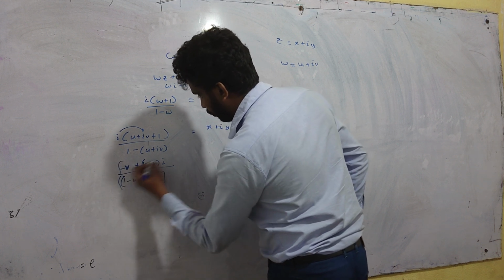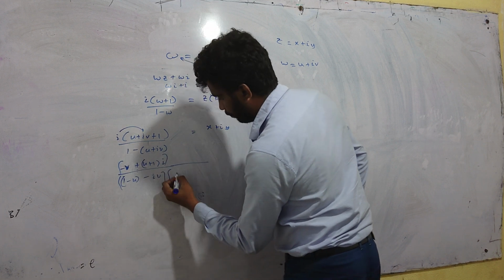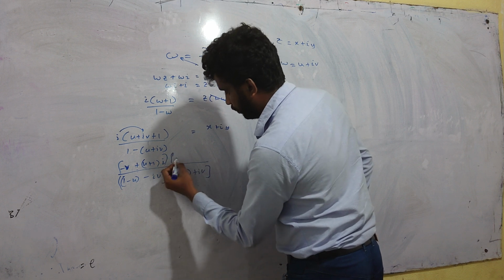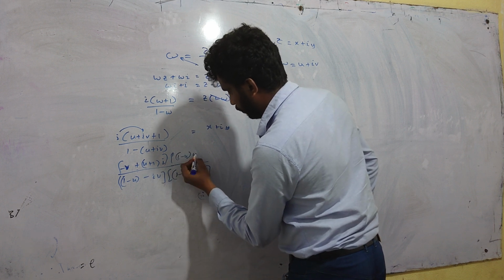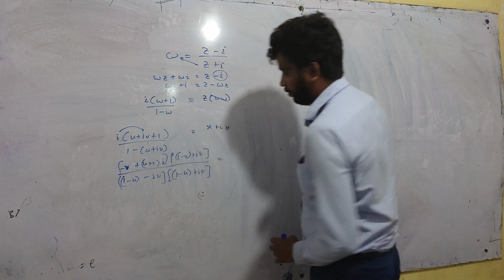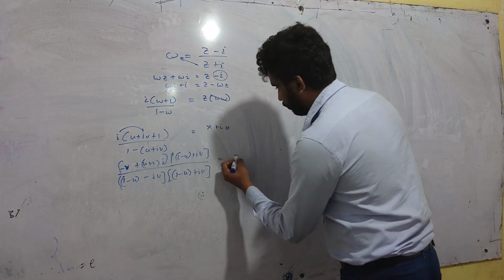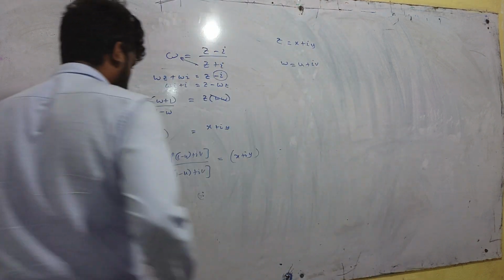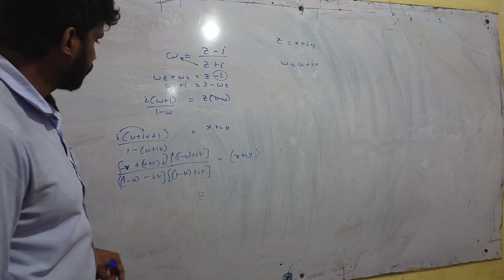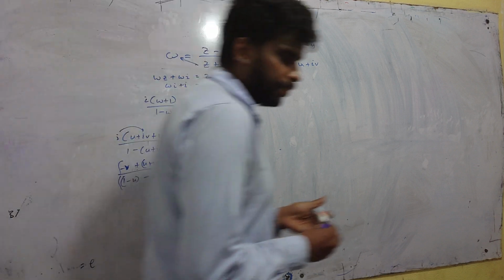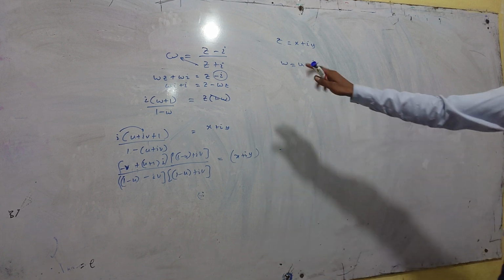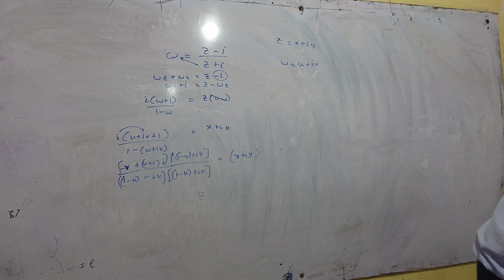You can multiply both denominator and numerator by 1 minus u plus iota v. Now this is 1 minus u plus iota v, right? You can multiply both denominator and numerator by the conjugate of it. Actually, this one is the easiest way, right? Don't use this method.